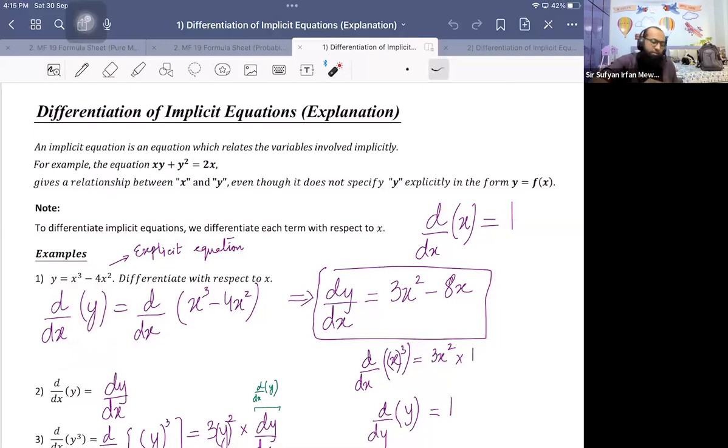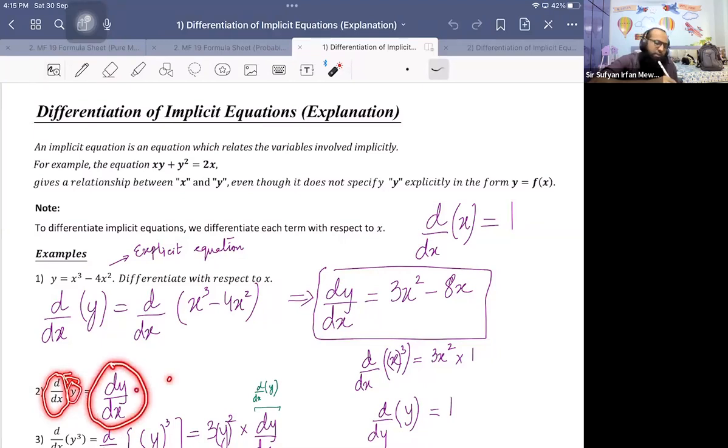So this is the bottom line. The second example tells us that if we are differentiating y with respect to x, then it will not be differentiated, and the d upon dx will remain, and the y will get attached to d by dx, and we'll get dy by dx.